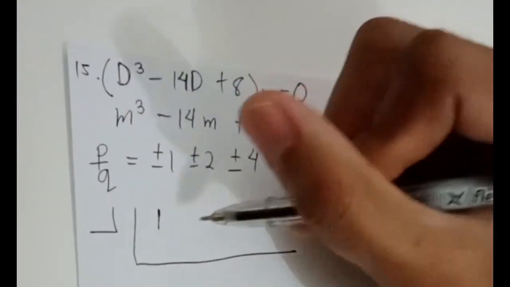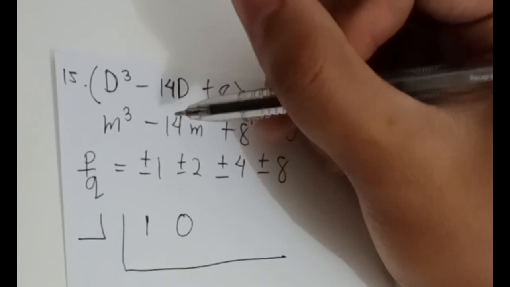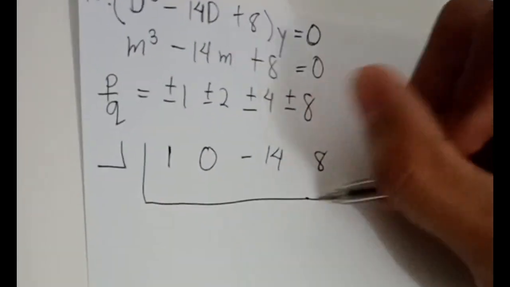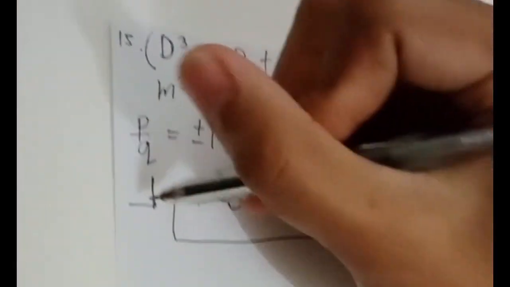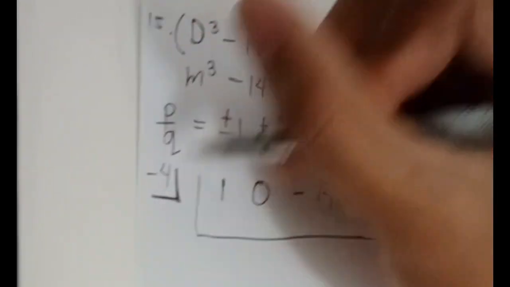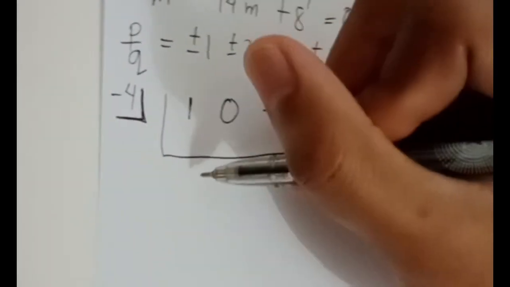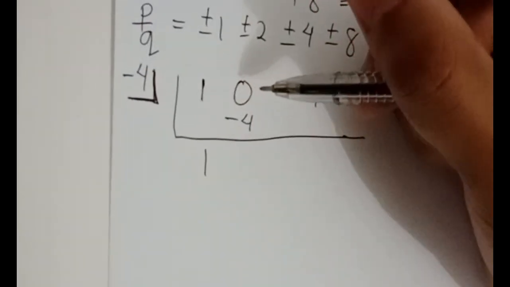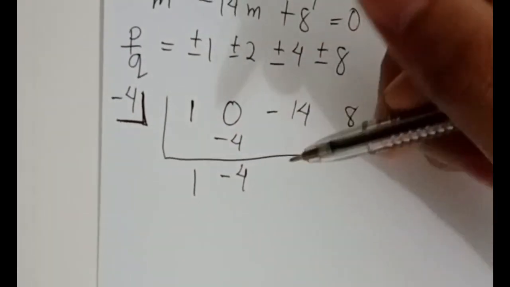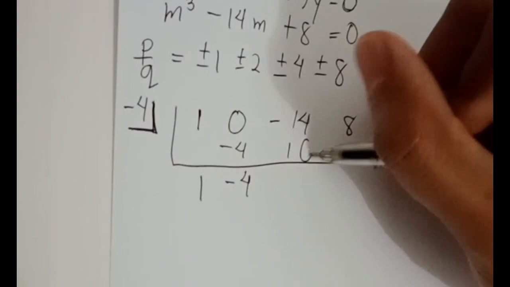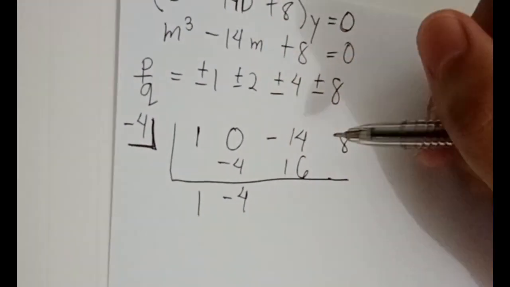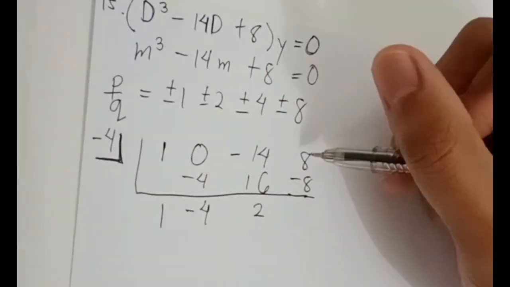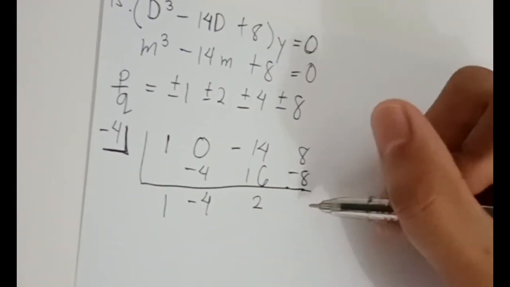Using synthetic division, we jot down the coefficients of the function: 1, 0 because we have no m squared, negative 14 for our m, and 8. In this problem, I will use negative 4 as our divisor. Bring down 1. 1 times negative 4 is negative 4. Negative 4 plus 0 is negative 4. Negative 4 times negative 4 is positive 16. Negative 14 plus 16 is 2. Negative 4 times 2 is negative 8. 8 plus negative 8 is 0.